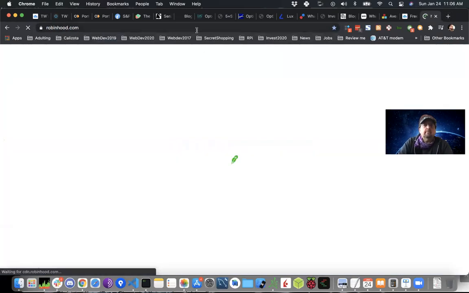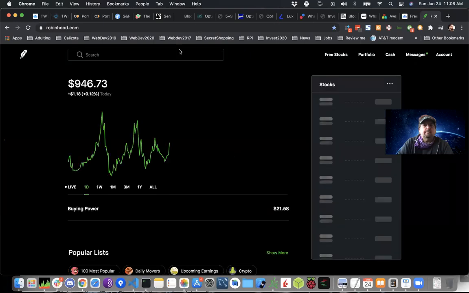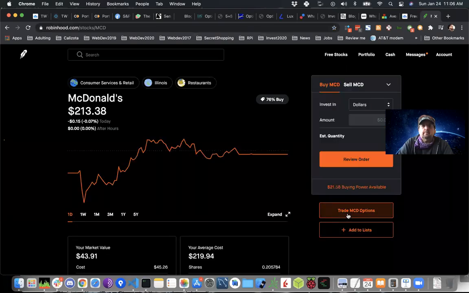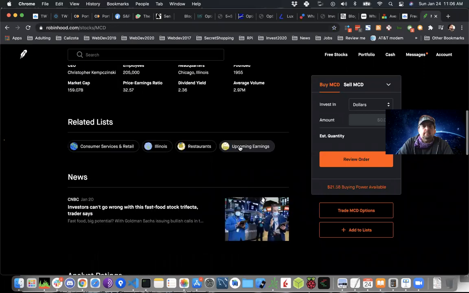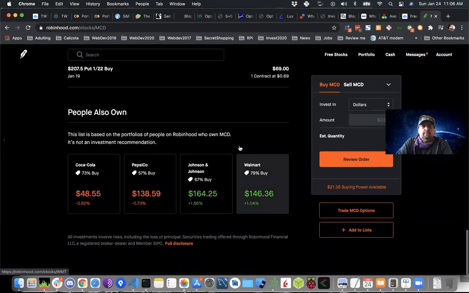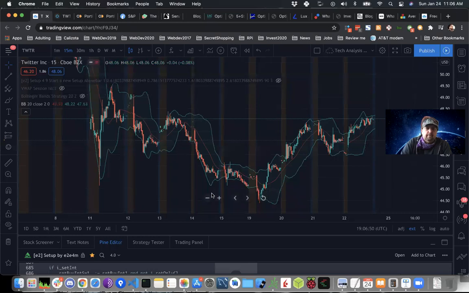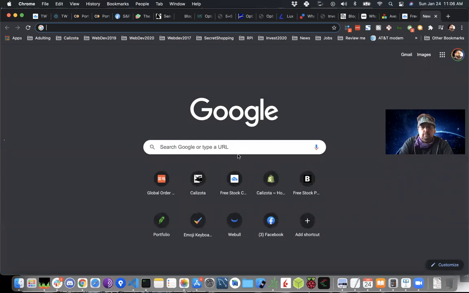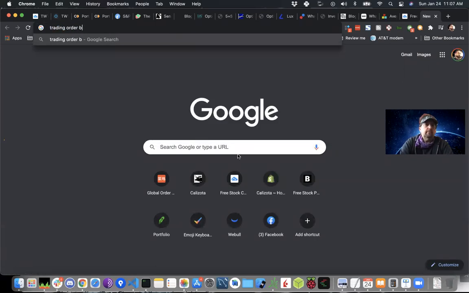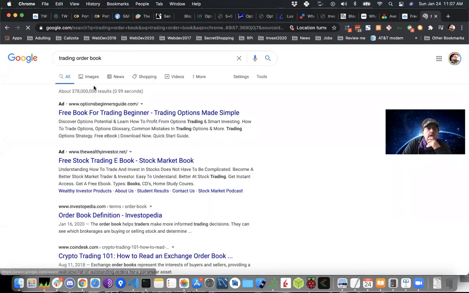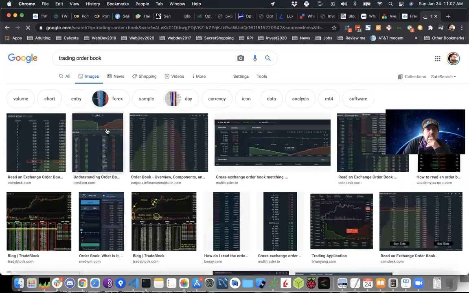Robinhood, and I go to like MACD, and I go to, where's the LS2? I don't know if I have LS2 on here, but if you've ever seen like an order book in action, you'll see, shoot, let me see if I can find it. See, trading order book. Images. An order book looks like this.